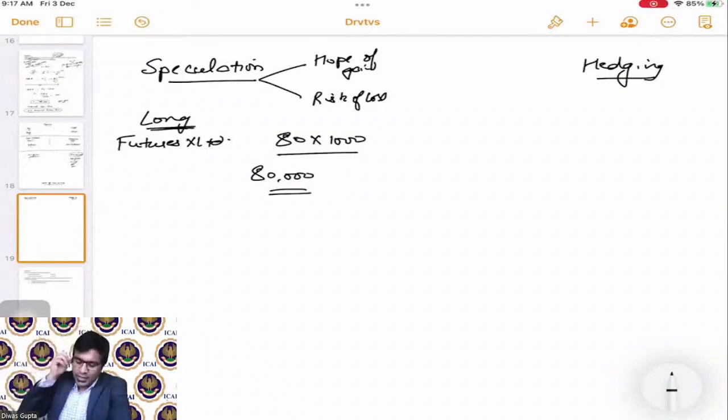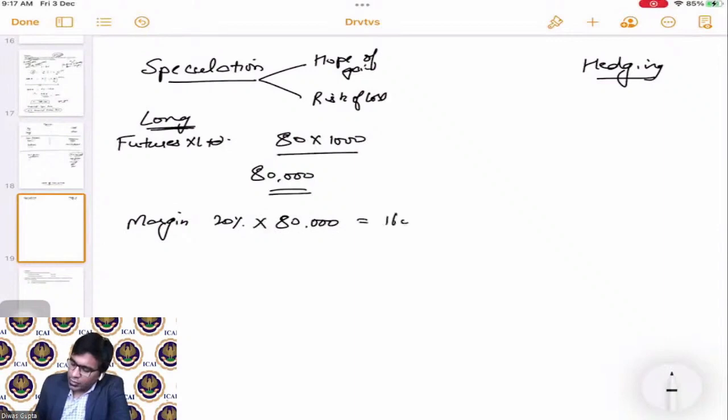So hence, the stock exchange says that you keep a margin of 20% with me, which is 16,000 rupees. You keep a margin of 20% with me. That's the only initial amount that the stock exchange takes from me.